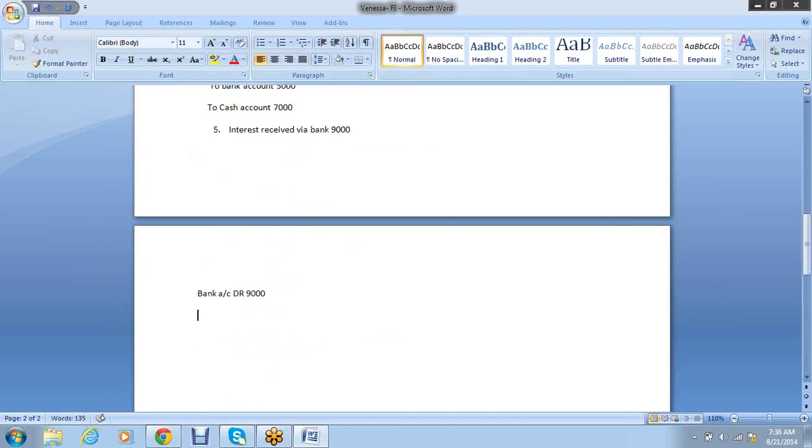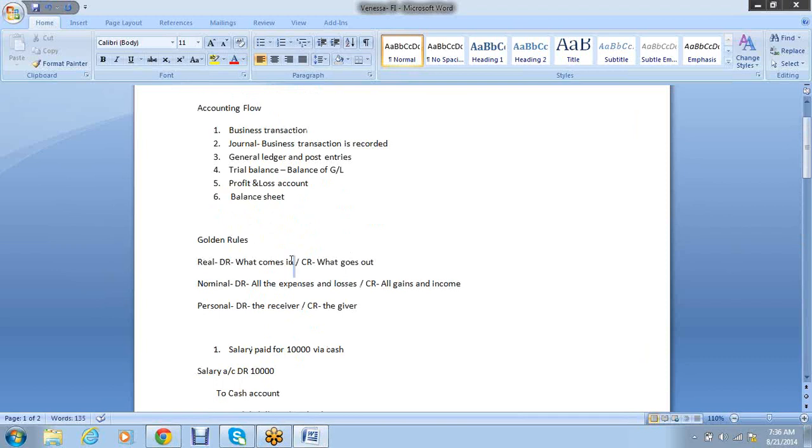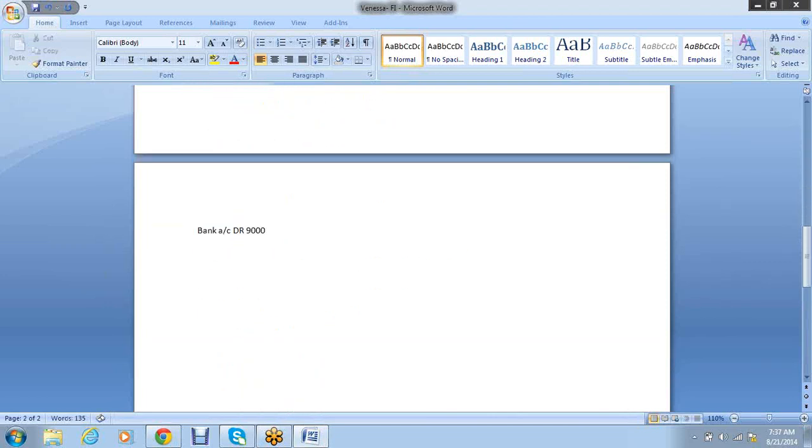Why is the bank account debited? Because it comes in. Always think what comes in. Cash is real. Cash, money, all the goods are real, which you can touch. My goods and products are real because I can touch those products. So always think, why is it debit? It's real. What comes in is a debit. So the bank account is debited.